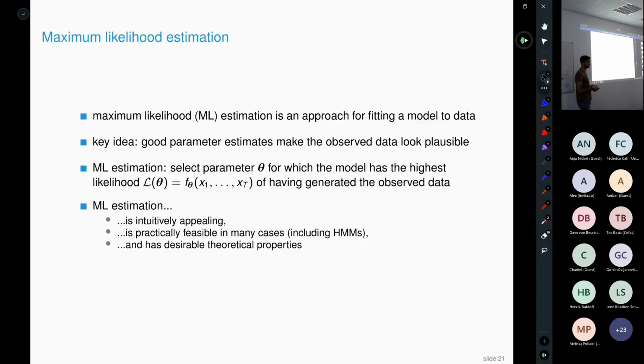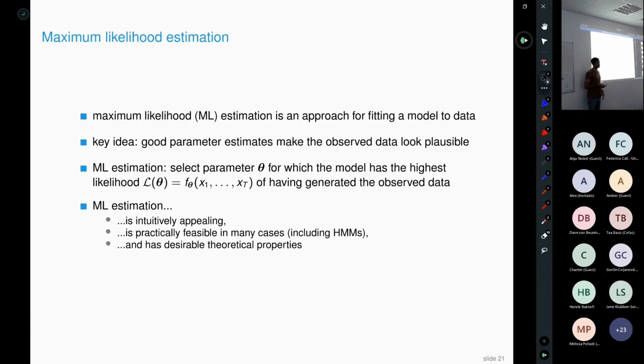It's simple enough that people actually find it just confusing. Why would that work? You just select the parameters that make the data look plausible. But it works really well. It's intuitively appealing. You want a model that makes the data look plausible. It's feasible. You just need to maximize this thing with respect to the parameter vector, theta. Some people will know that it's not always that easy, but in principle, usually it can be done, and it can be done with Markov models.